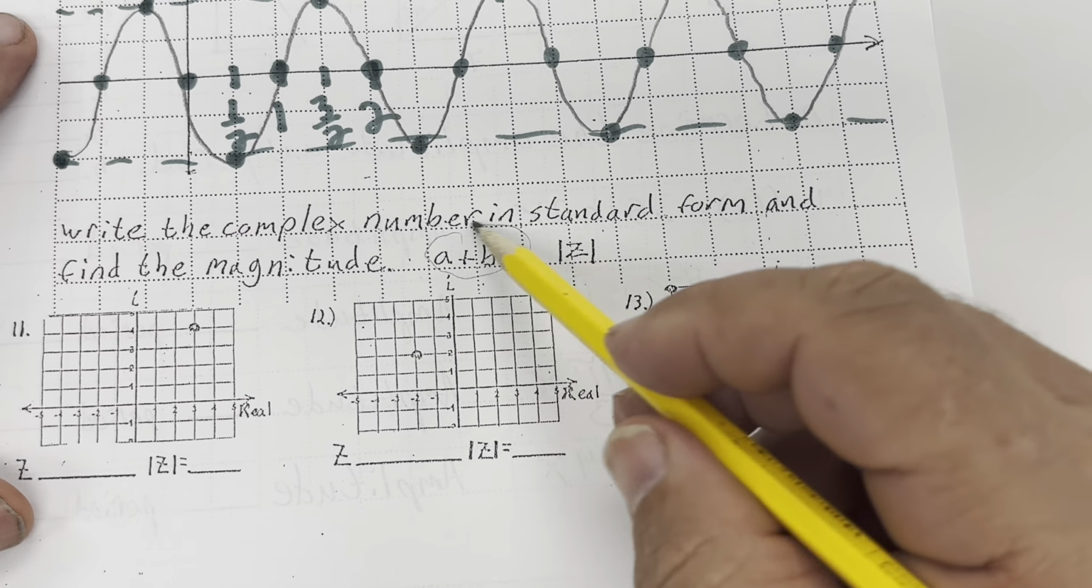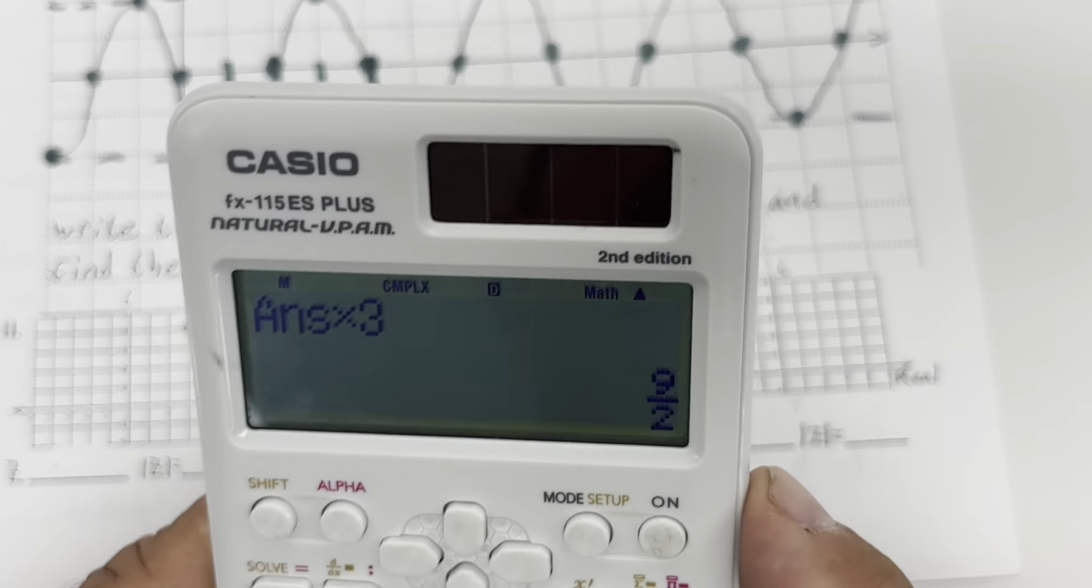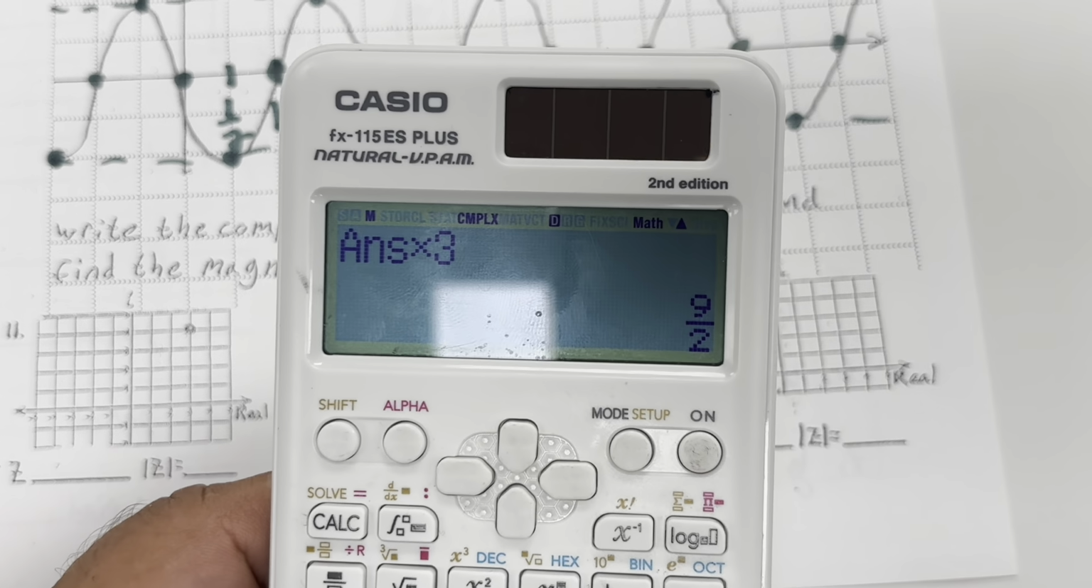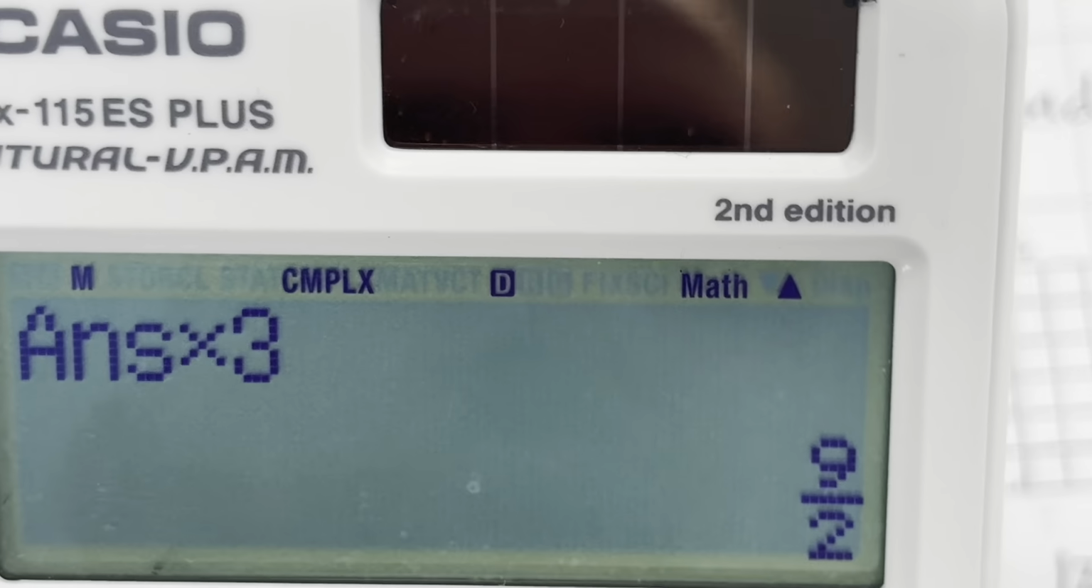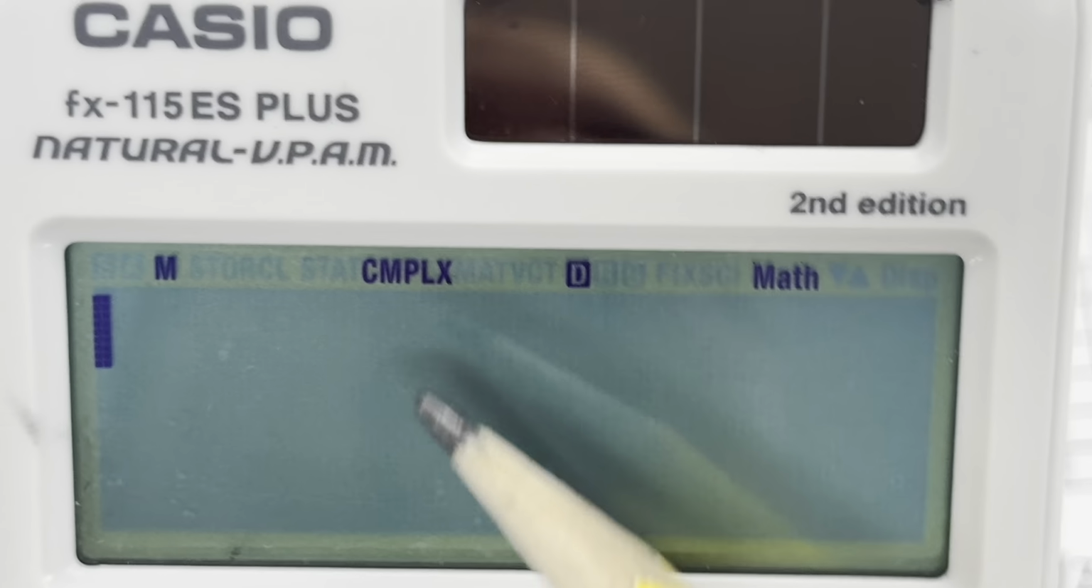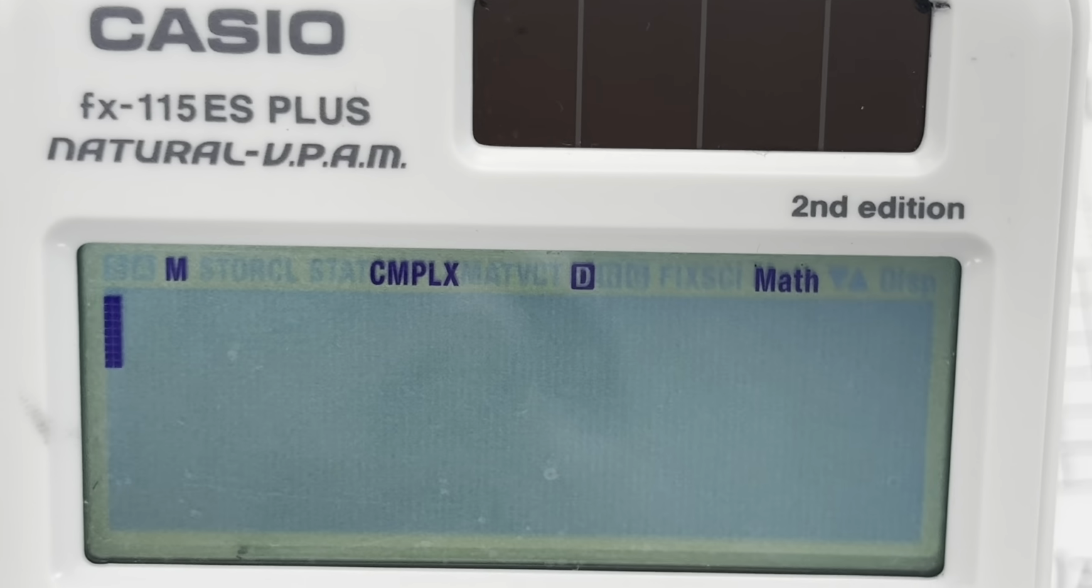So whenever you see 8 plus bi, you want to take your calculator and go into mode 2. You want to go into mode 2 of your calculator. So mode 2, and you'll see it's misspelled at the top, complex mode.